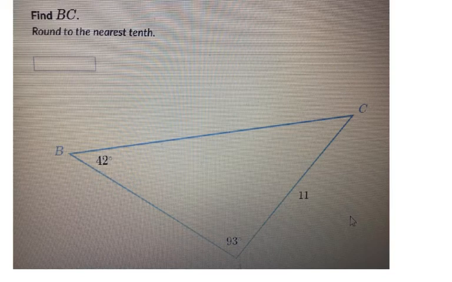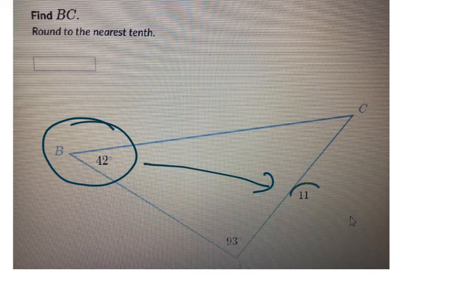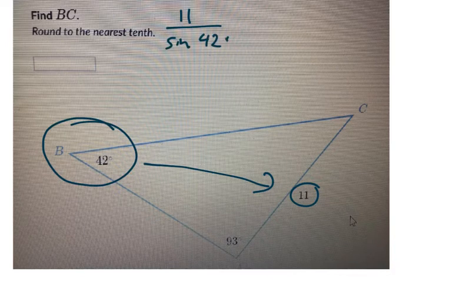Notice this time I have big B here. Opposite of it is 11. Now, guys, see, just set it up. I know 11 is opposite with the sine of 42 degrees. Always match up the side with the sine of its opposite angle.